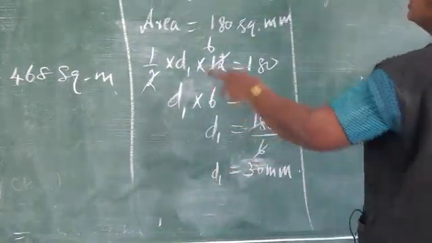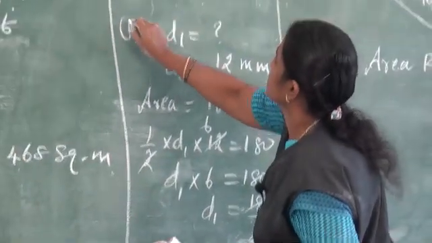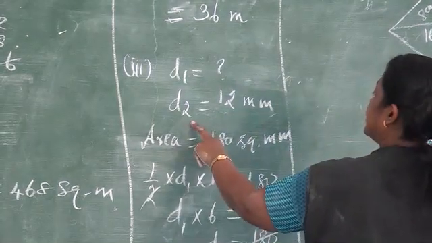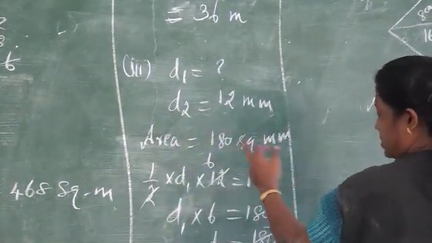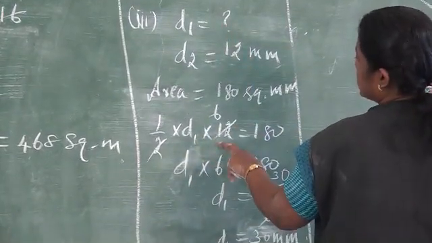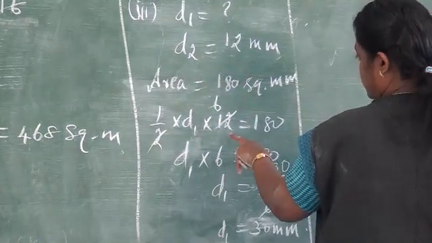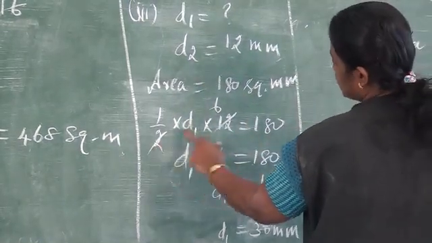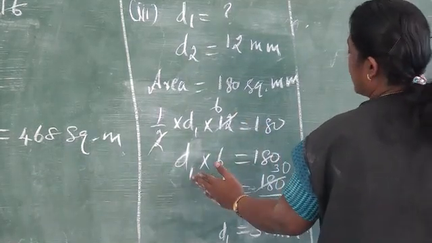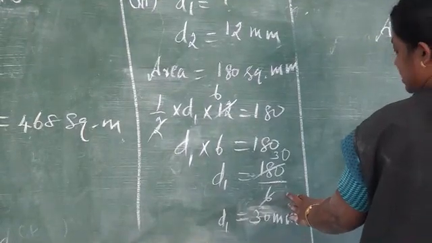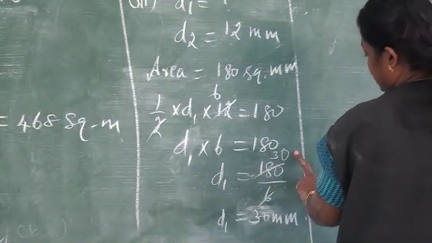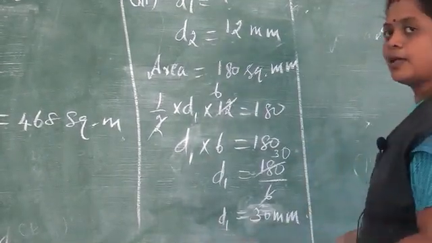Once again I will read out. I will explain this one. Diagonal 1 we have to find out. D2 is 12 millimeter and area is given. Formula half into D1 into D2 equal to 180. D1 we don't know, so as it is I kept. Then D2 equal to 12, that is equal to 180. If you are cancelling 12 by 2, you are getting 6. So D1 into 6 equal to 180. Multiplication goes on that side, it will be a division. So D1 equal to 180 by 6. If you are cancelling, we are getting the answer 30. So D1 equal to 30 millimeter.